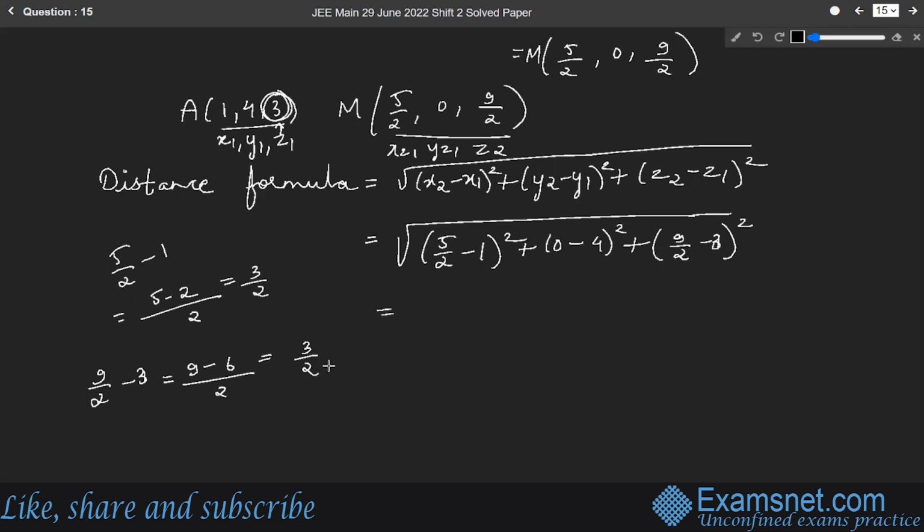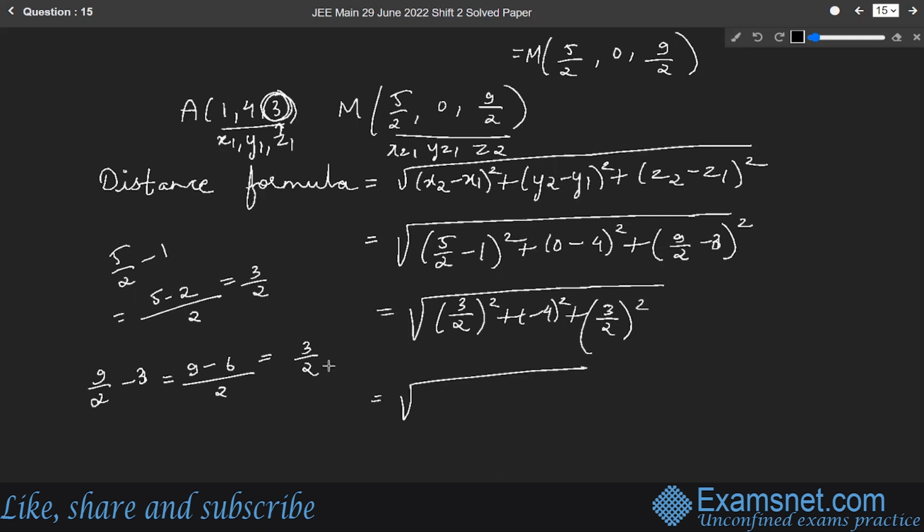3 by 2. So its value will be under root of (3 by 2) square plus (0 minus 4) is minus 4 square plus (9 by 2 minus 3) is again 3 by 2 square. So this will be equal to 3 by 2 square. What is the square of 3? 9. What is the square of 2? 4. Plus minus 4 square, minus 4 into minus 4 is plus 16. Plus 3 by 2 square will be 9 by 4.